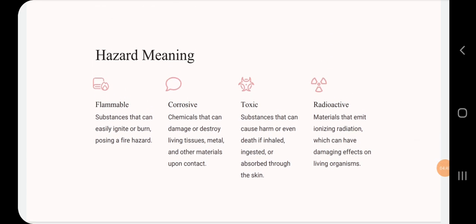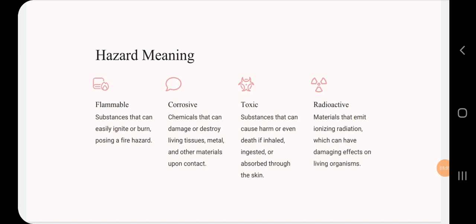Hazard meaning. Flammable: substances that can easily ignite or burn, posing a fire hazard. Corrosive: chemicals that can damage or destroy living tissues, materials, and other materials upon contact.